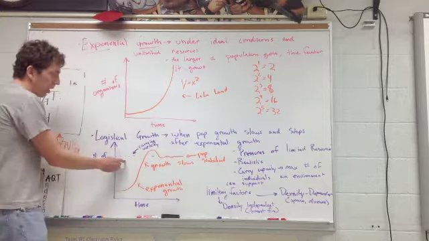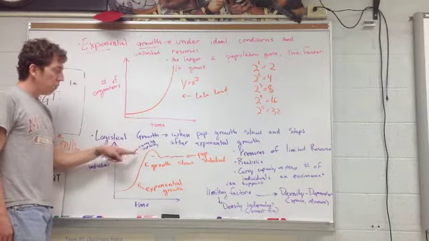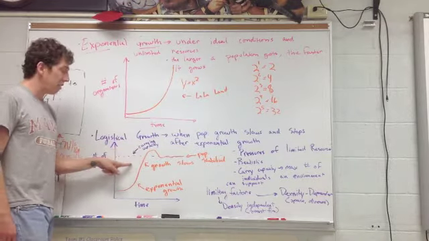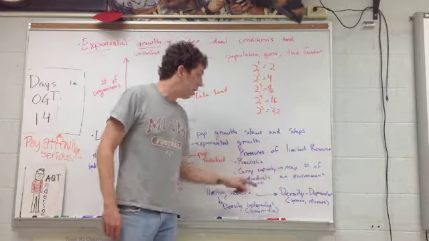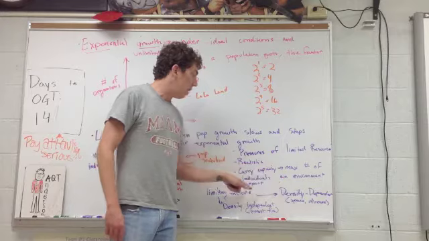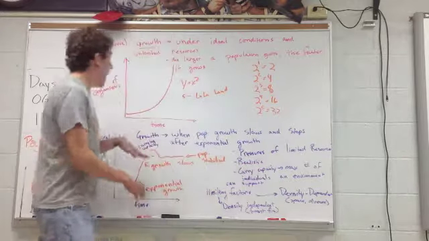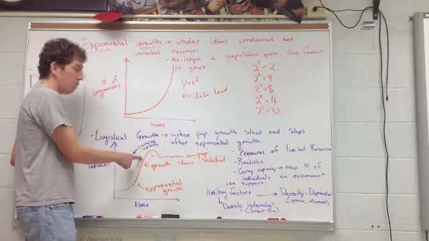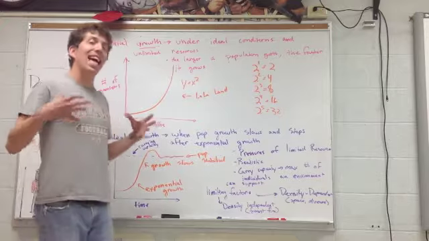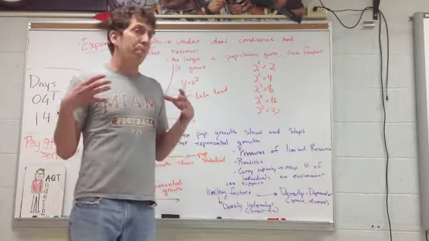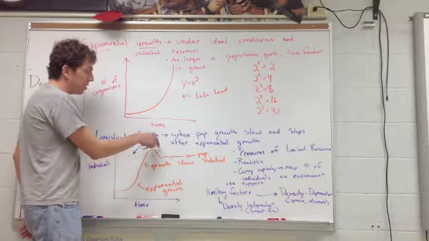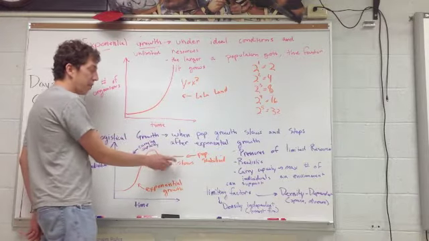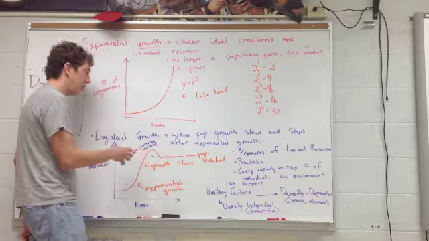Now, if you look here at this dotted line, I have it labeled as carrying capacity. What a carrying capacity is, it's the maximum number of individuals an environment can support. At this point, it can't support any more. There's more animals or plants or bacteria or fungi than the environment can hold. So what happens is it comes back down, and eventually the population stabilizes at this carrying capacity.